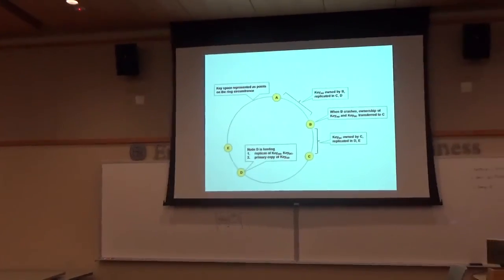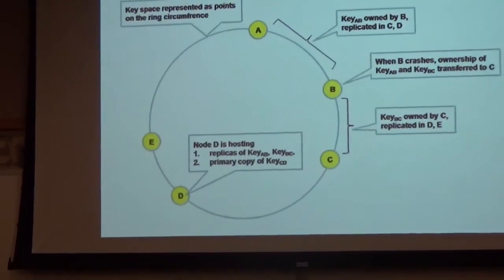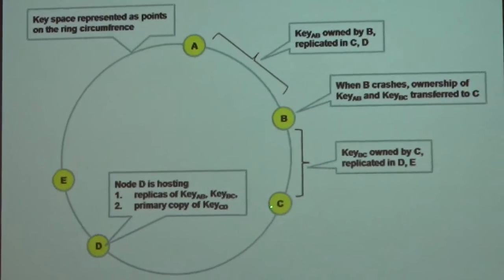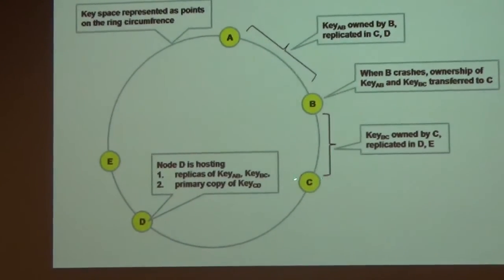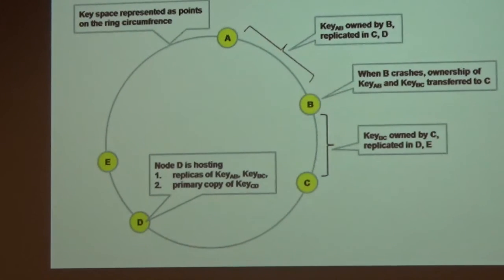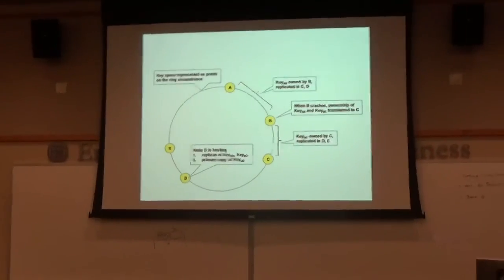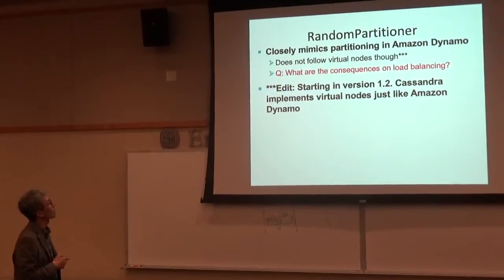Then the benefit: if, for example, B fails because of a network failure or system failure, the ownership of the key range A and B will be taken by the next node, always the next, because it's a ring topology. The next node should have the replica of that. So this is the ring topology, used in DynamoDB. Then Cassandra also uses the idea of this one. So it uses the same thing.